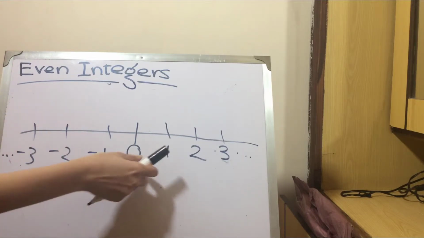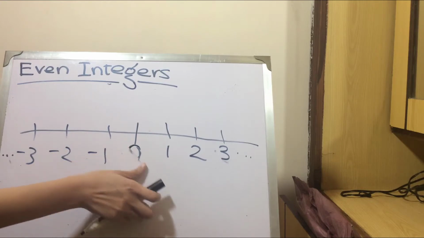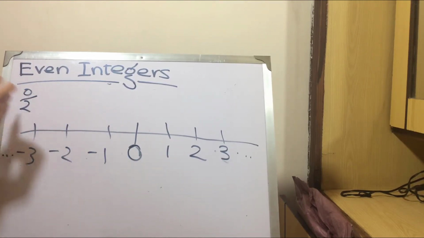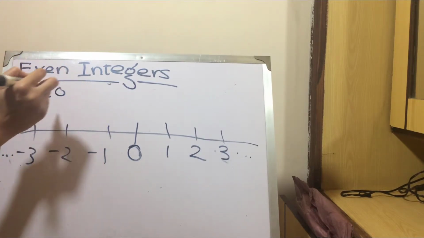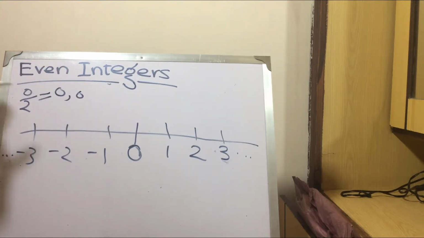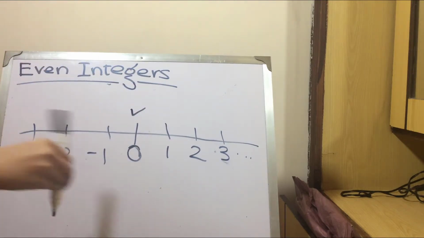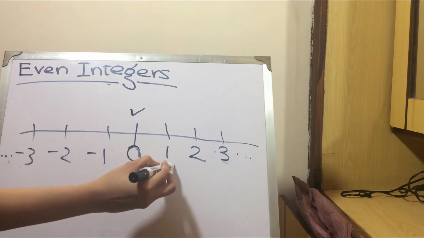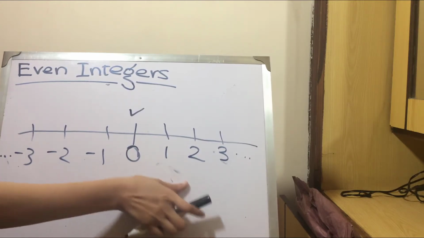Let's see the middle number, 0. Is 0 an even integer or not? Simply divide 0 by 2. When you divide 0 by 2, the answer will be 0 and the remainder is also 0. Divide it and check it and let me know. So 0 is an even integer, I am marking a tick. Is 1 an even integer? No, 1 is not an even integer. When you divide 1 by 2, it is not divisible by 2. So this is not an even integer.